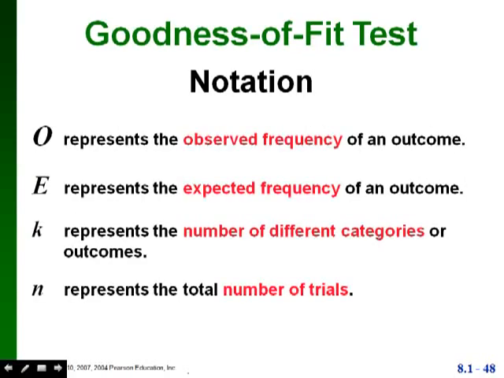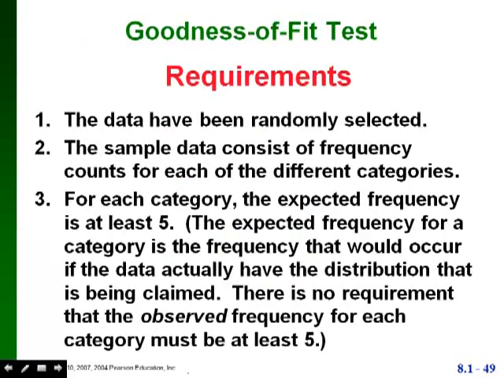And when we look at the formulas for the test statistic, there's some notation that you need to know. A capital O is going to represent an observed frequency. A capital E will represent an expected frequency. K, this is an important one, represents the number of different categories or outcomes. And that will have to do with your degrees of freedom, so that's one that you do need to know. And N will represent the sample size or the total number of trials. And the requirements to do a goodness of fit test: we have to have randomly selected data, and the sample data has to have frequency counts for each of the different categories. And for each category, the expected frequency has to be at least 5.